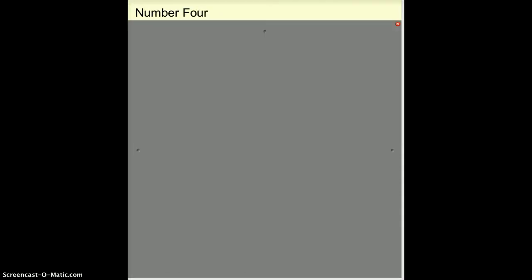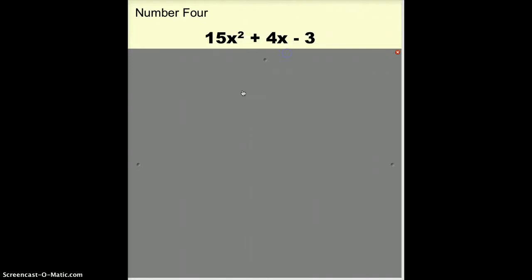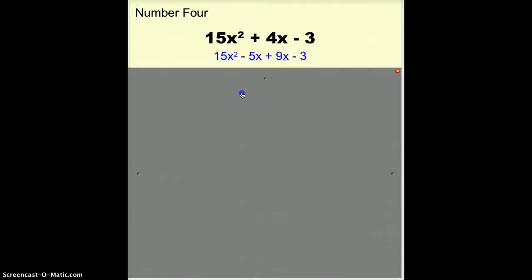Number 4, 15x squared plus 4x minus 3. Pause the video here. Factors of negative 45 that add up to positive 4 are negative 5 and positive 9. Again, I've written it so that it's negative 5x plus 9x, which I know makes positive 4x.